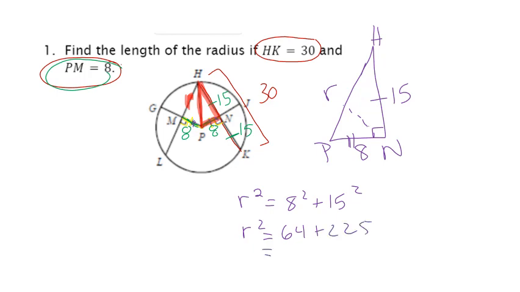So we go ahead and solve this. We're going to get 289, and r is going to be 17, and we didn't have units here, so just 17 units. So the radius is going to be 17, and we just used the Pythagorean theorem.